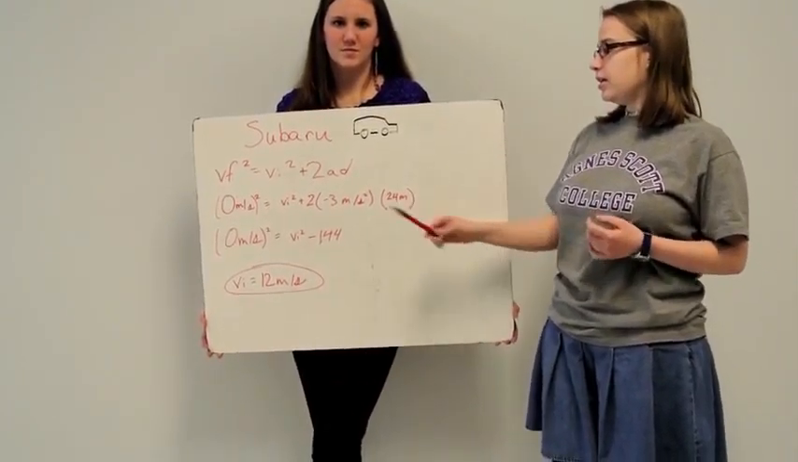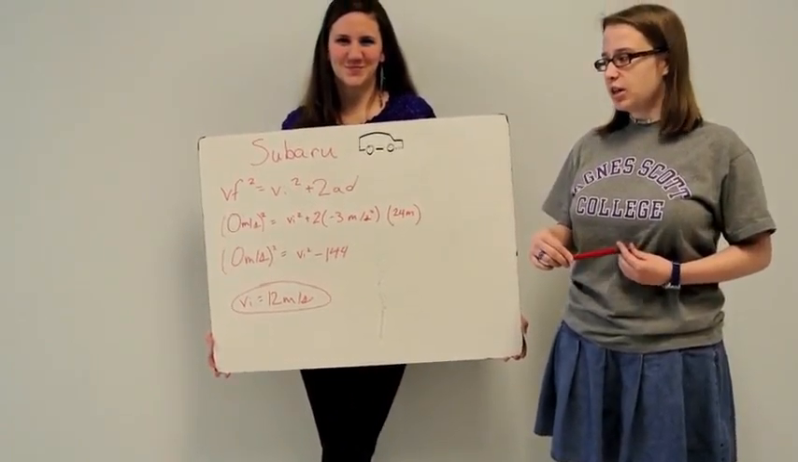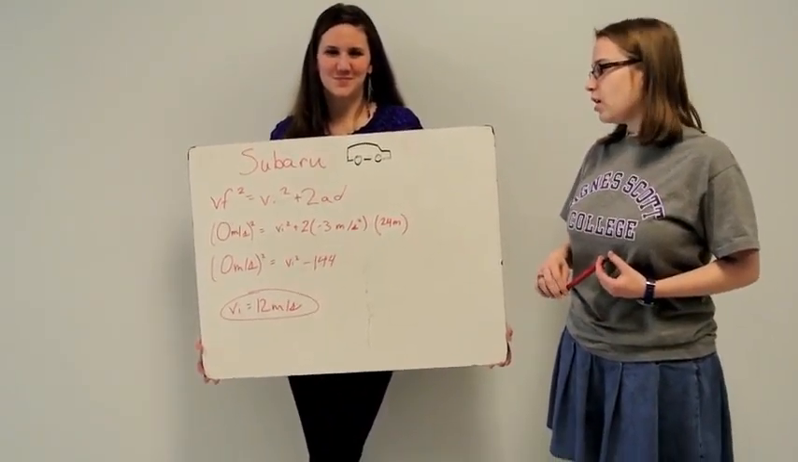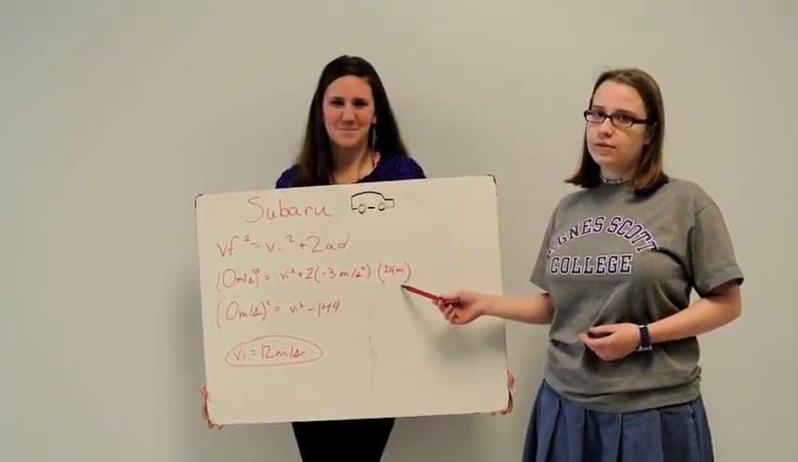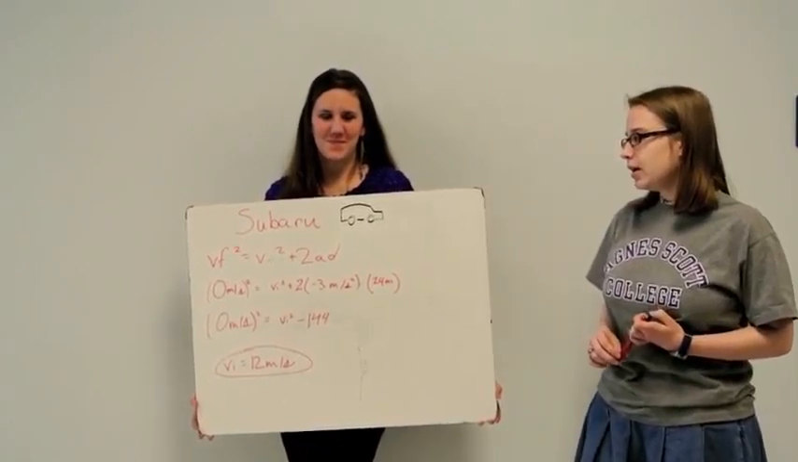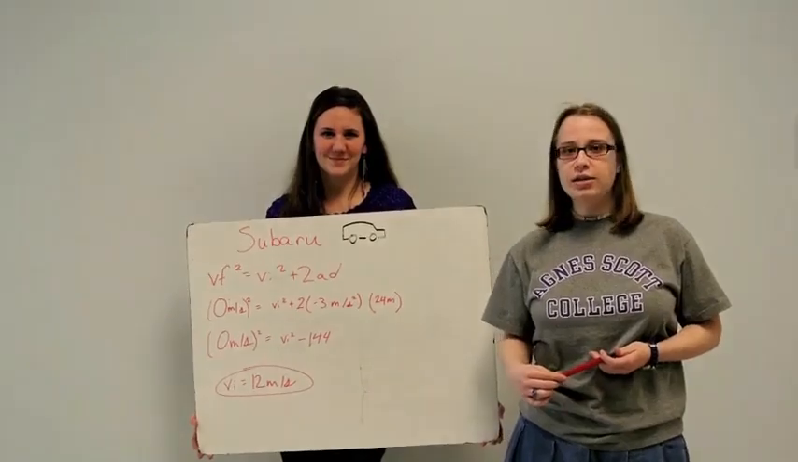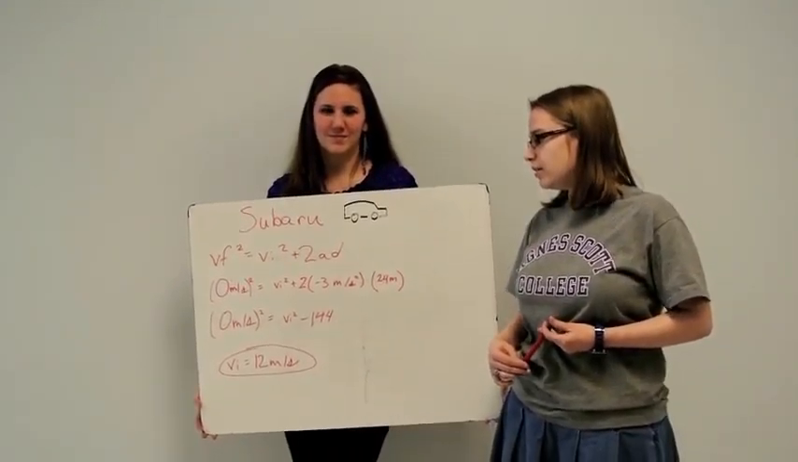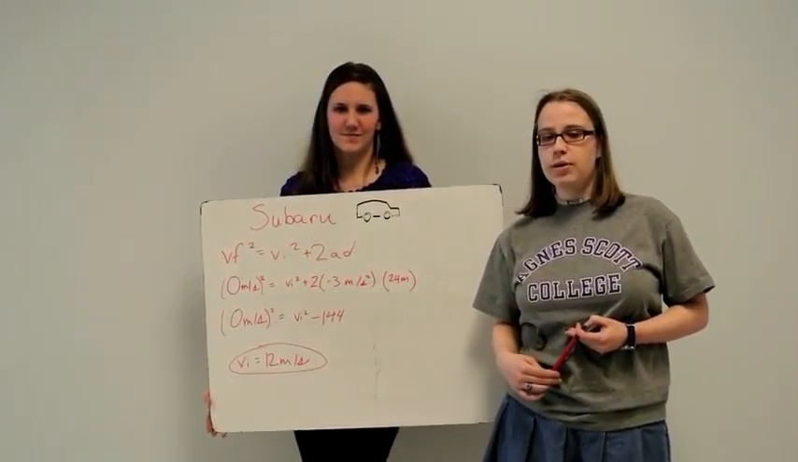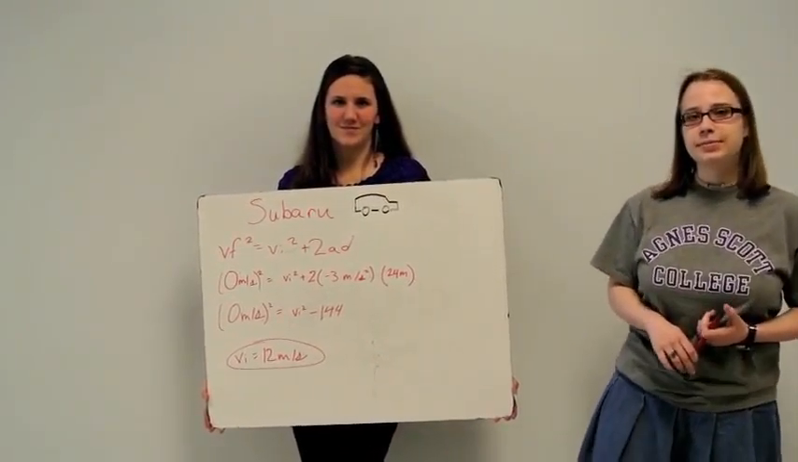We also plugged in negative 3 meters per second squared, the acceleration of the Subaru with its brakes locked. We also plugged in 24 meters, which is the distance of the Subaru's skid marks. Then, doing simple algebra, we simplified the equation to the eventual conclusion that the initial velocity of the Subaru immediately after the collision was 12 meters per second.